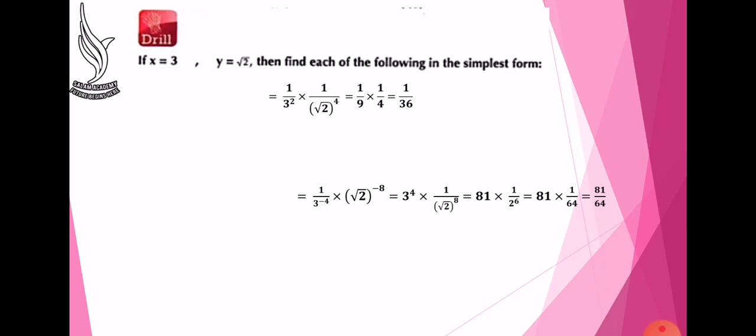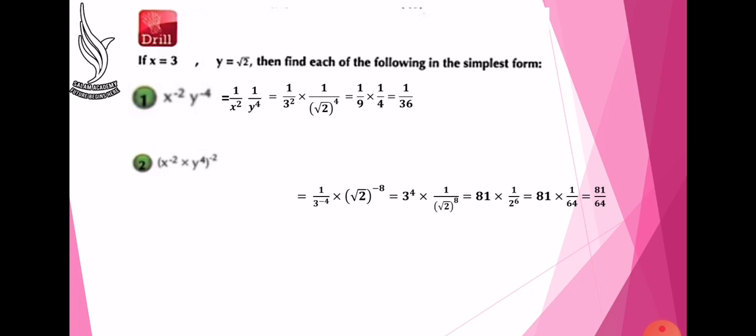Drill. If x equals 3 and y equals root 2, then find each of the following in the simplest form. Number 1, x^negative 2 times y^negative 4. We convert it to its multiplicative inverse, which is 1 over x^2 times 1 over y^4. 1 over x^2 equals 1 over 3^2, which is 1 over 9. And 1 over y^4, which is 1 over root 2^4, which is 1 over 4. 1 over 9 times 1 over 4 equals 1 over 36.